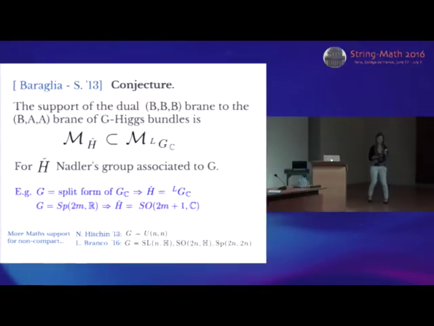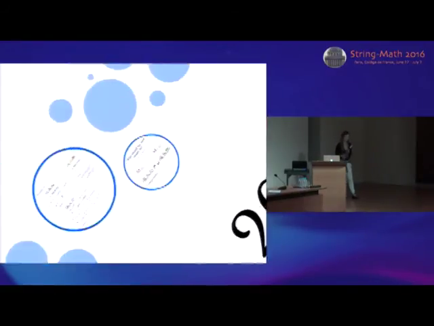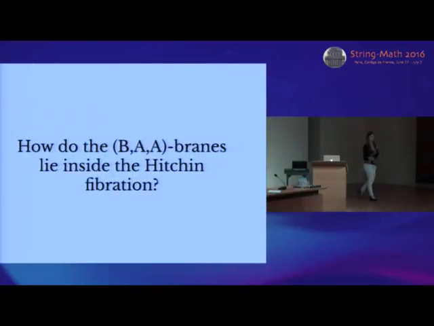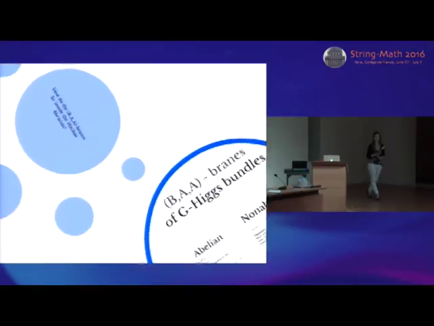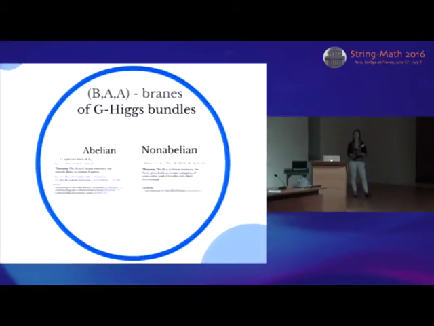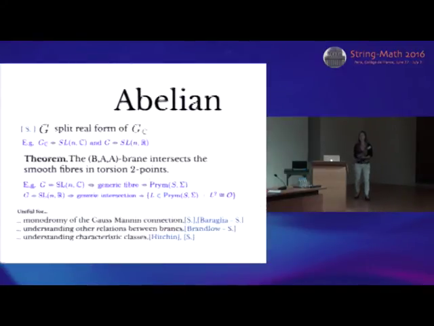But we can also ask how this brane lies inside the Hitchin fibration itself, within the regular fibers of the Hitchin fibration. And there are two cases that I want to focus on, which are when this brane intersects the generic fibers in an abelian way, and when this brane intersects the fibers in a non-abelian way. Since we started with an abelianization of our moduli space, it's interesting to see the two cases.